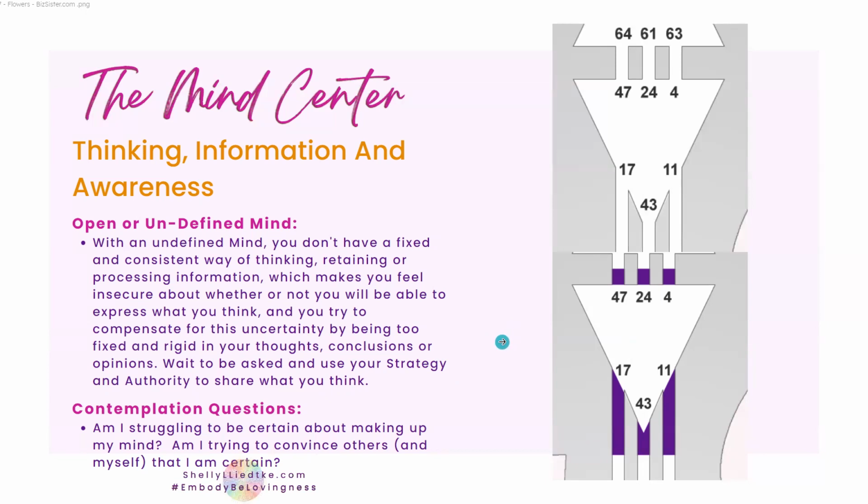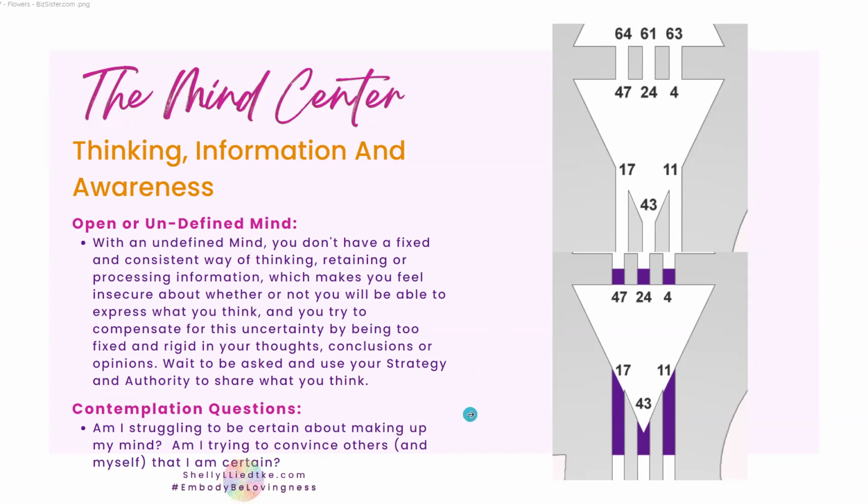But again, the big thing is check with your type, strategy, and authority to make sure that the thoughts you're thinking or having come to your mind are yours, and use your type, strategy, and authority to make your decisions, not based on what you're thinking. So any thinking will come with words or verbalizations, but when we're in our decision-making process, there won't be words that come with it at all.